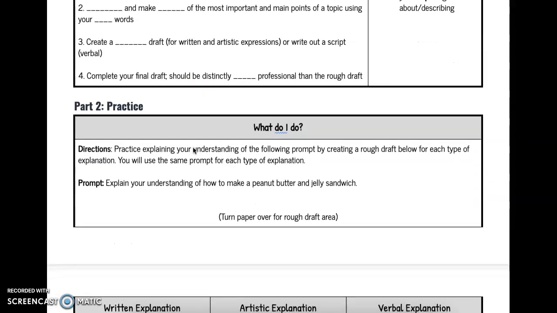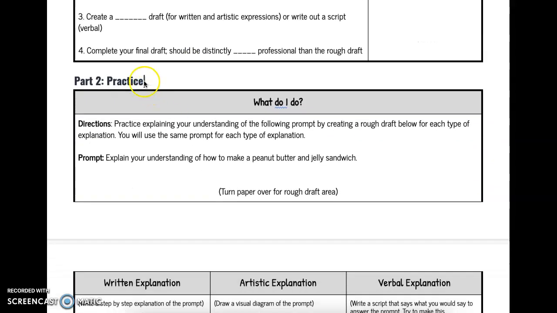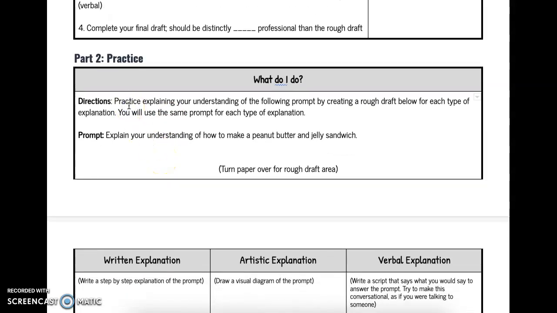All right, let's move on to part 2, which is practice. You're going to see what do I do and some directions, followed by a prompt. The directions say, practice your understanding of the following prompt by creating a rough draft below for each type of explanation. You will use the same prompt for each type of explanation. Our prompt is the following. Explain your understanding of how to make a peanut butter and jelly sandwich.